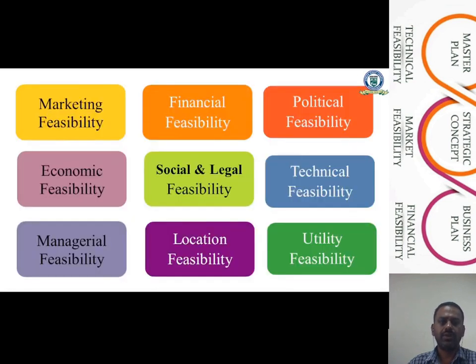These are the types of feasibilities: marketing feasibility, financial feasibility, political feasibility, economic feasibility, social and legal feasibility, technical feasibility, managerial feasibility, location feasibility, and the last one is the utility feasibility. There are 9 types of feasibilities.